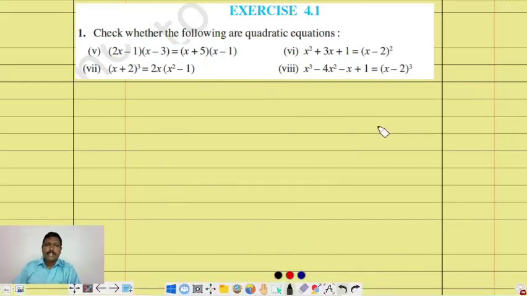Okay, so let us move to the last question of question number 1, the 8th question. What's the question? x cube minus 4x square. So we can write x cube minus 4x squared minus x plus 1 is equal to (x minus 2) the whole cube.